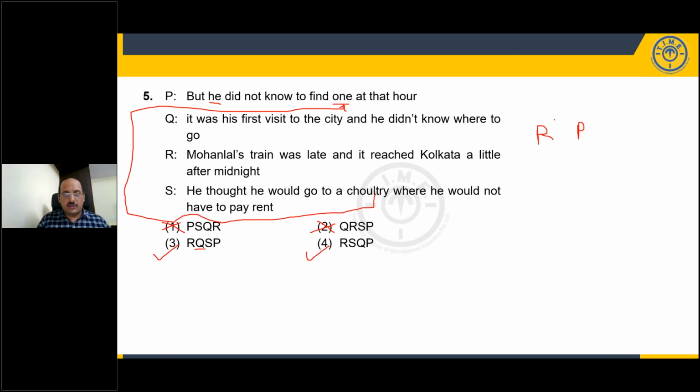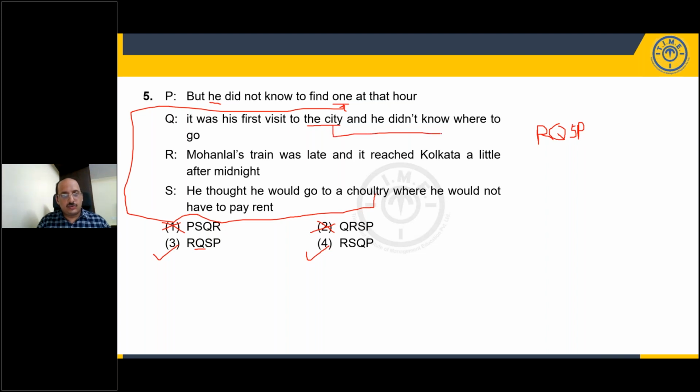So 3 seems logical. RQSP seems logical to me. If I say RSQP, Mohanlal's train was late. It reached Kolkata a little after midnight. He thought he would go to a Chaultry where he would not have to pay rent. It was his first visit to the city, but the city is also Kolkata, right?